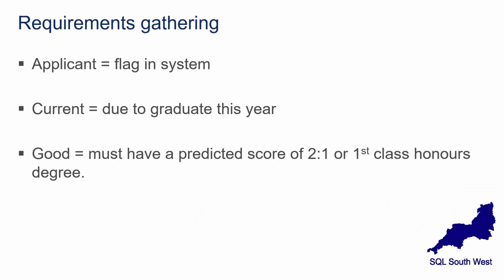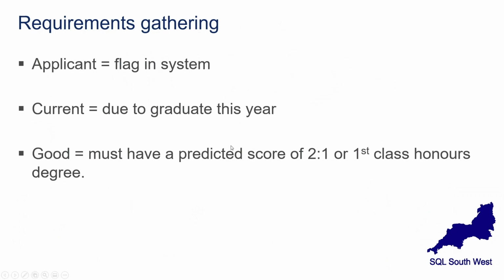How do I know they're current? Well, they're graduates. Okay, so now I know what they're actually applying for. So the current is they're due to graduate this year. So we want people who are due to graduate after the 1st of July for the year we're currently in, 2020. And how do they mean that they're good? Well, they've got to have a predicted score of a 2-1 or a first class honours degree. Okay, that's what gives us our quantifiable and measurable result.